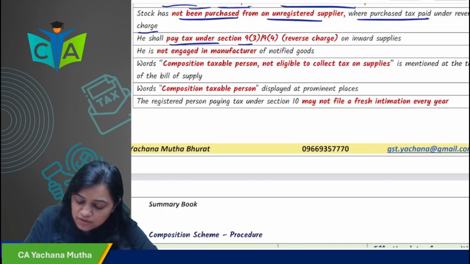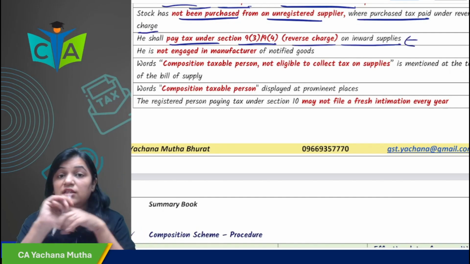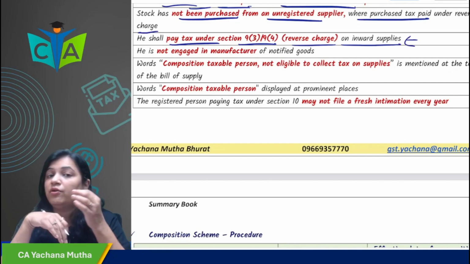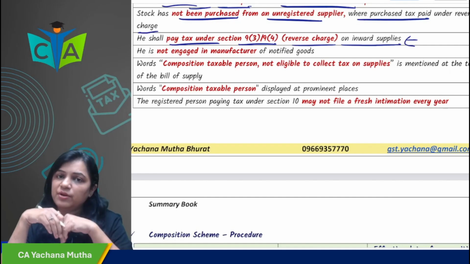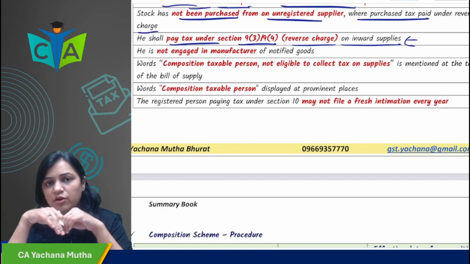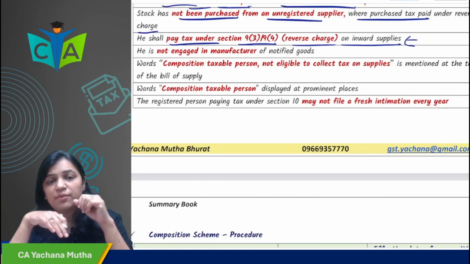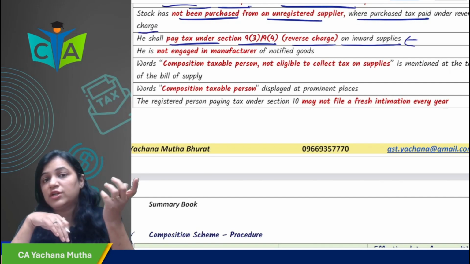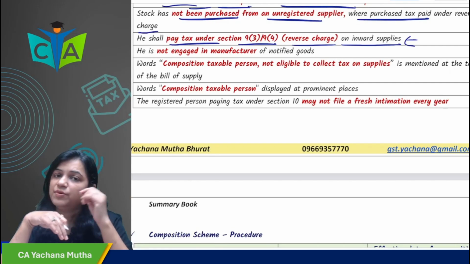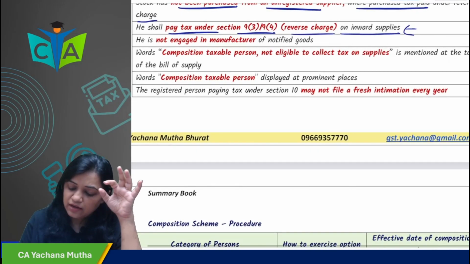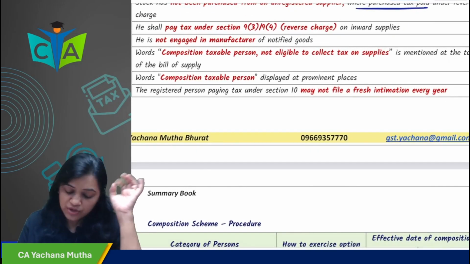You have to pay tax under, this is very important, section 9(3) for reverse charge on inward supply. On inward supply, you have to pay taxes at the rate mentioned for that. For example, for legal services, if the rate is 18%, you have to pay 18%. For your own supply, for example, you are a manufacturer and you have taken the composition scheme, you will pay 1% of turnover in the state or union territory. But for inward supply liable for RCM, you have to pay whatever rate is applicable. For example, on legal services, if it is 18%, you have to pay 18%. So under reverse charge, you have to pay at the rate applicable to it.